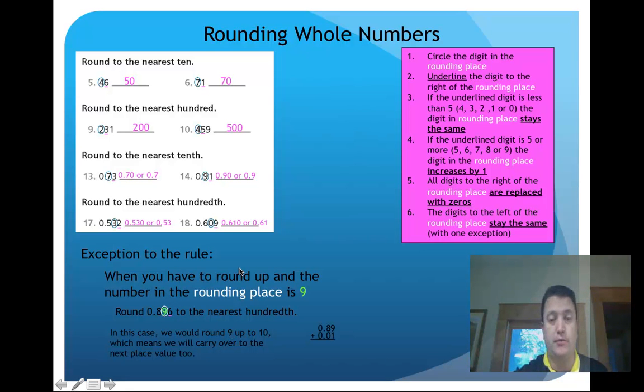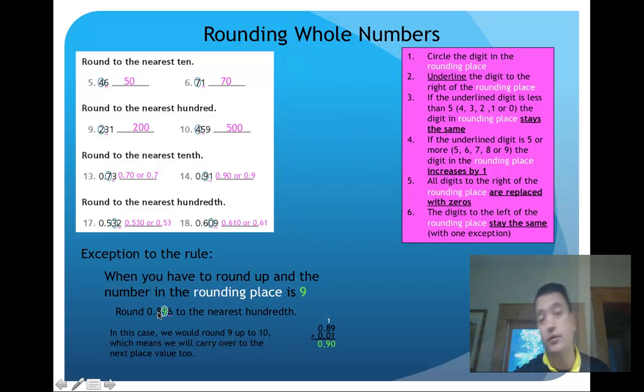So I would end up taking my 89 hundredths here, because I'm going to round it up by 1 hundredth. When I do that, I end up getting 90 hundredths or 9 tenths, because not only does this digit change, but now that I've added, I have to carry over into that next place value.